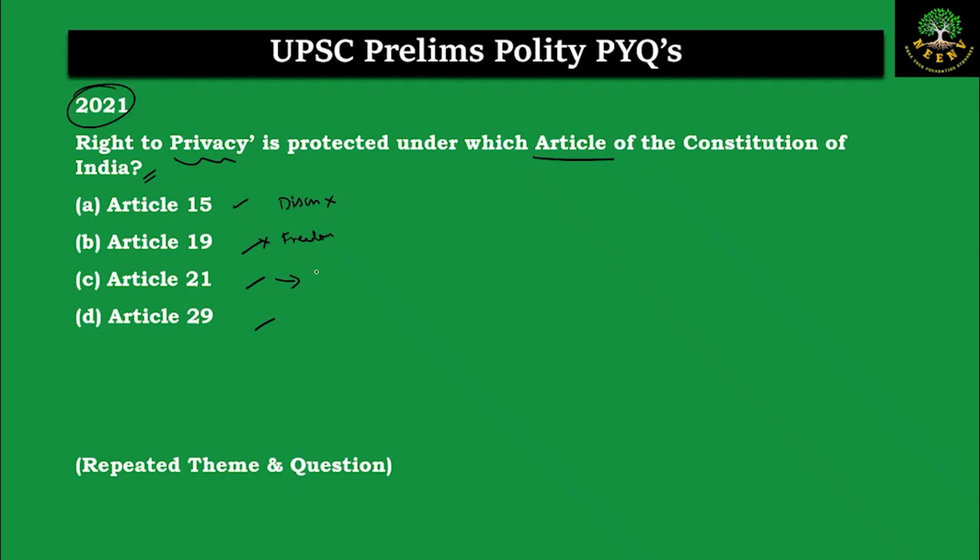Article 21 is with respect to life. So right to privacy is a part of right to life. Right to privacy is a part of right to life, as declared under the Puttaswamy judgment. And under Article 29, this will include the cultural rights of the minorities. So this is also wrong. So C is the correct answer.